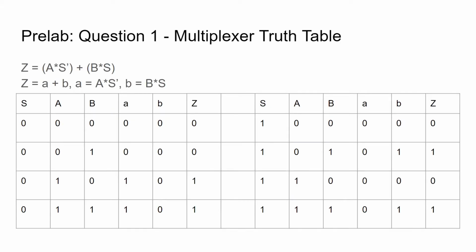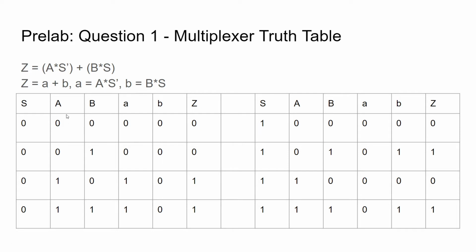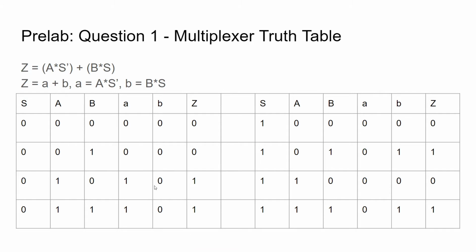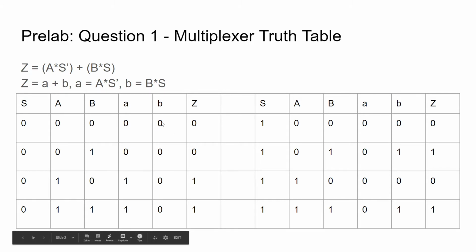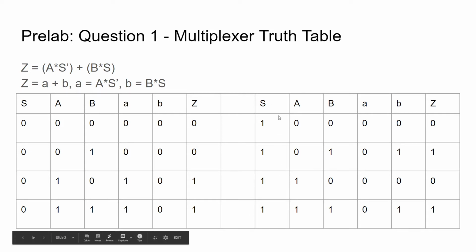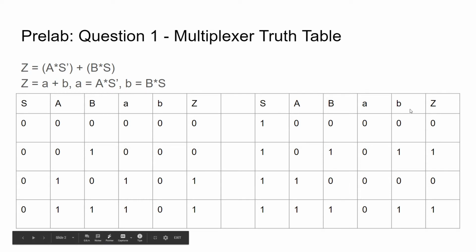So for the pre-lab question 1, for the multiplexer truth table, we can see that when S, the selector, is low, it only follows signal A, because signal, the little b, the intermediate b, is always set to 0, because you cannot have B and S be true if S is false. And when the selector is set to high, we see that little a is always 0, because not S is 0, and A and not S is always 0. And the output follows B and little b.